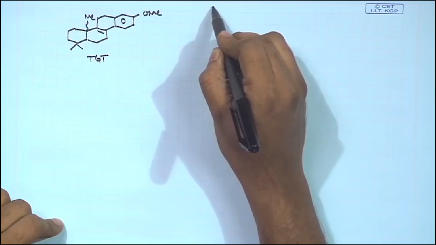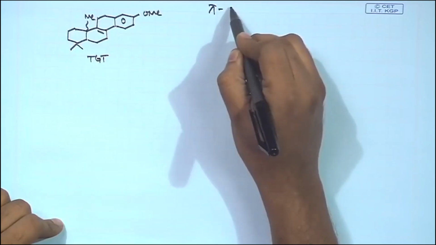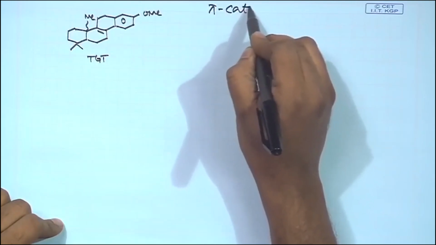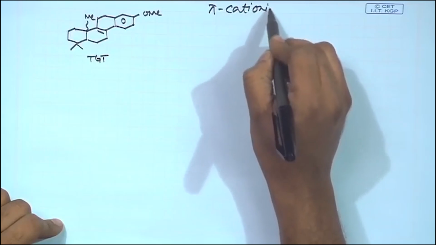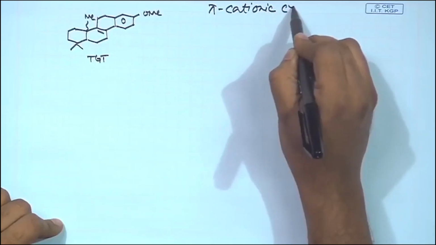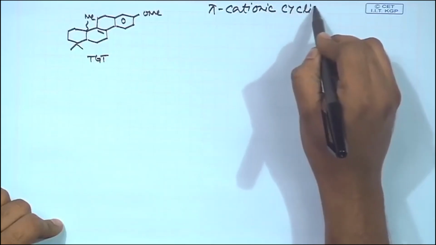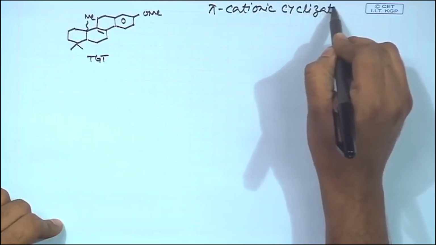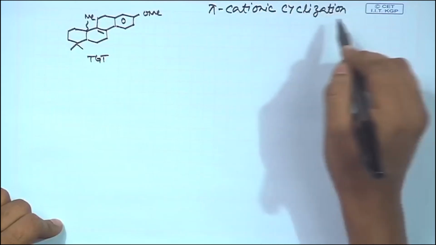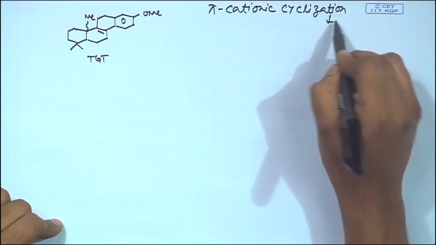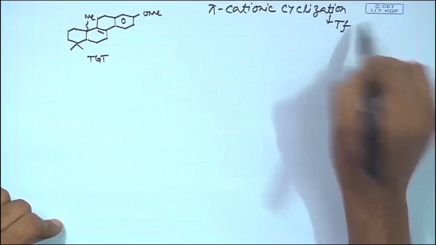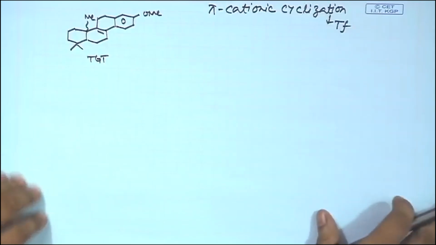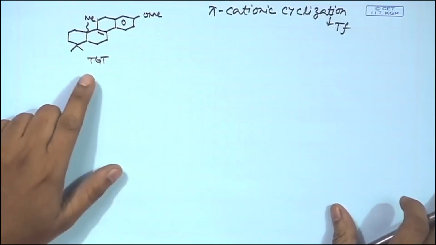So, welcome back students. This week, this lecture will be talking about a very novel transformation named pi cationic cyclization. It is not a name reaction, but it is a very useful transformation. You can call it a very important transformation. And if you see, we have given a target molecule.